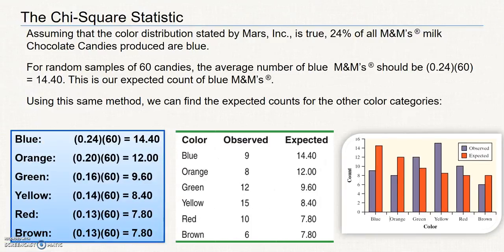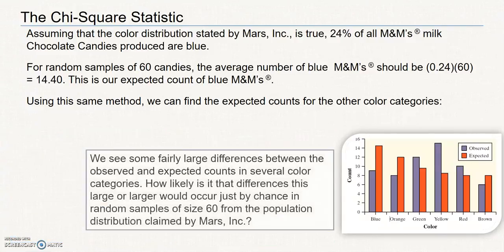If you notice, we've got our 6 colors with a list of our sample data. That's the observed count compared to the expected count, and you see that there are some differences there. So the big idea here is how likely is it that differences this large or larger would occur just by chance in random samples of size 60 from the population distribution claimed by Mars?